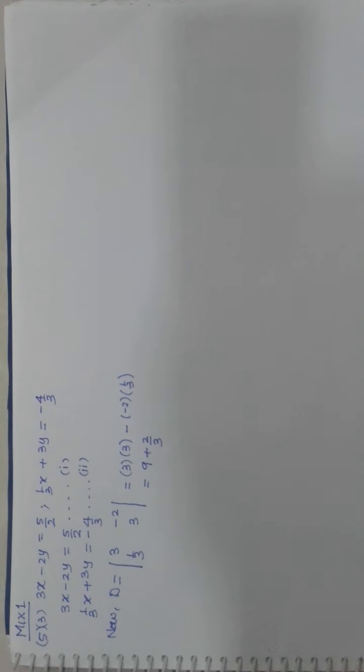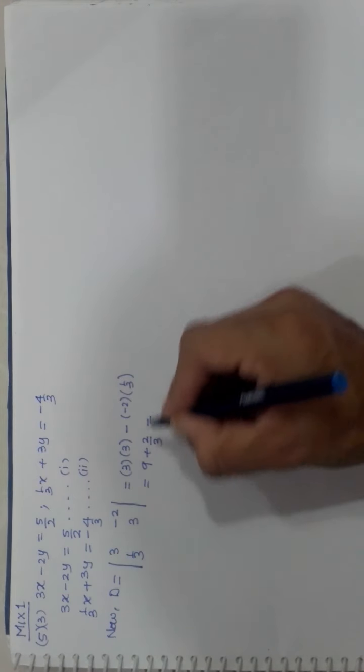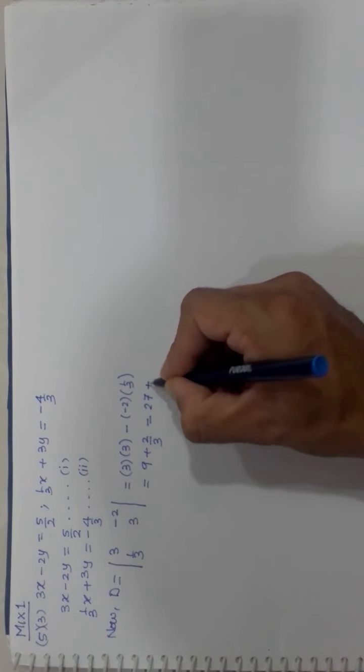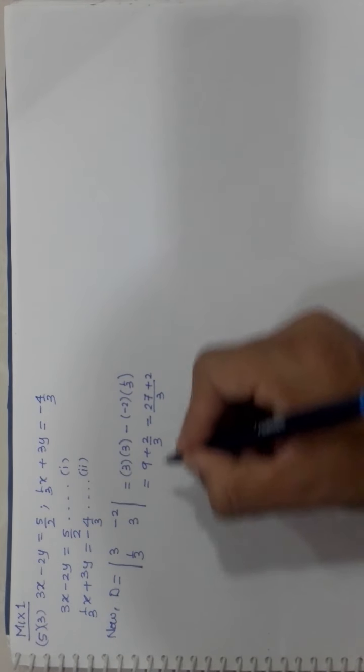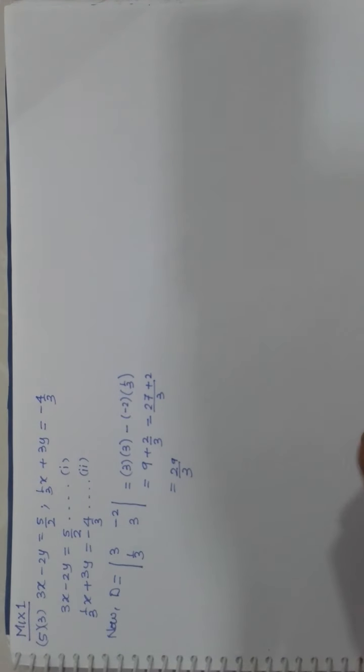Now here I got 9 plus 2 by 3, so 9 also has a denominator and that denominator is 1. So obviously, to add this, the denominator must become the same. The simplest way of making the denominator the same is cross multiplication. So I cross multiply: 9 3s are 27 plus 2 upon 3. So I get this as 29 by 3. The value of D is 29 by 3.